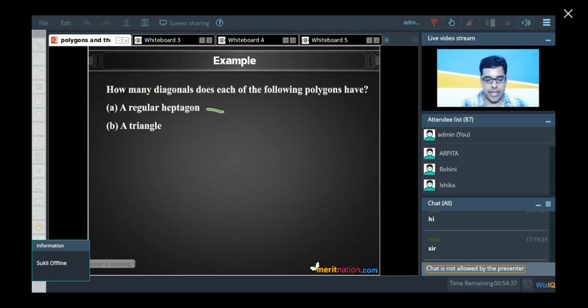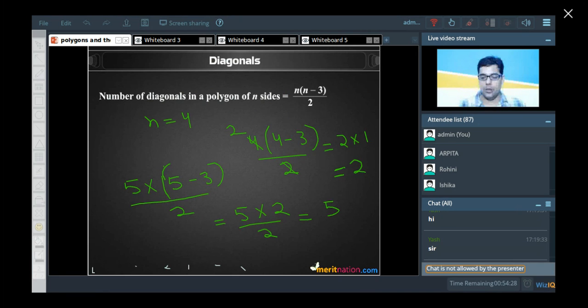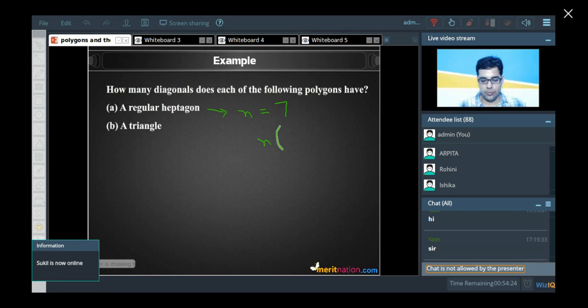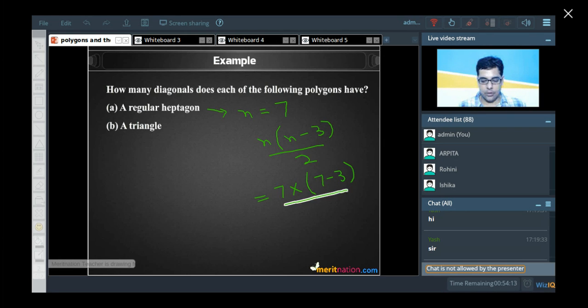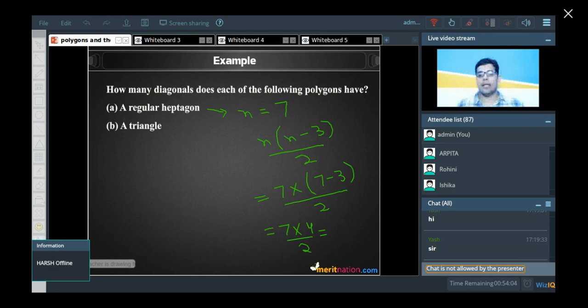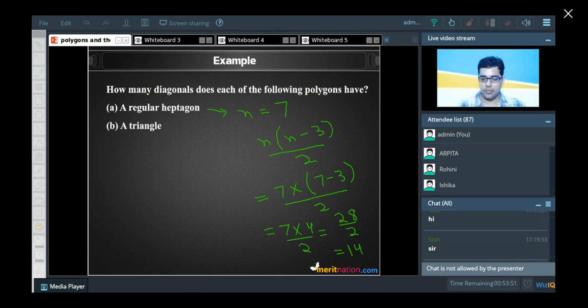So for the A part, n equals 7, a heptagon. Now, the formula is n multiplied by (n minus 3) upon 2. It is coming as 7 multiplied by (7 minus 3) upon 2. And we can solve this now. 7 multiplied by 4 upon 2. It will come as 7 multiplied by 2, which is 14. 28 by 2 is also 14. The number of diagonals in a regular heptagon is 14. Okay.